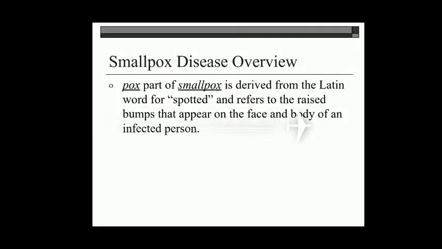So coming to smallpox, the word pox is derived from the Latin word which means spotted. Spotted means nothing but these are some kind of raised bumps that appear on the face and body of an infected person.